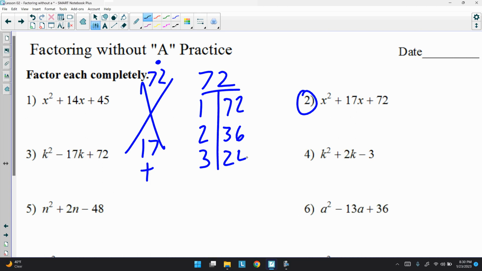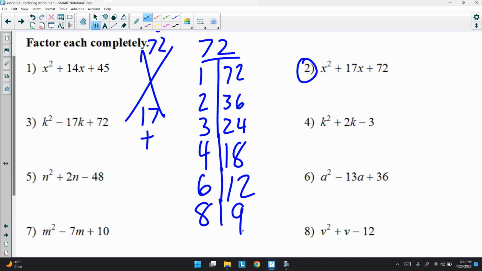Pretty sure 4 doesn't go into it, but I'll check. Oh, would you look at that? It does. 4 and 18. 5 doesn't. 6. Oh no, I'm surprised by the 4. Let's see if the 6 works. Yep. Oh, duh, 6 and 12. And let's see, 7. No, there's no way 7 goes into it. But I know what 8 does because 8 and 9.